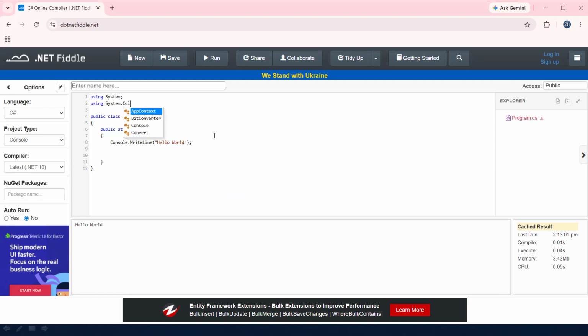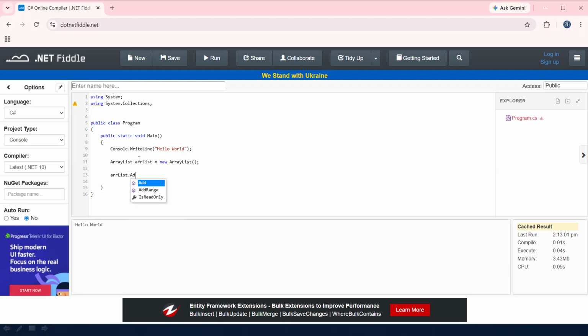It supports multiple data types. using System.Collections; ArrayList arrList = new ArrayList(); arrList.Add. Can I add a number? Yes. So if anybody asks for a real-time example of boxing and unboxing, collections follow the boxing and unboxing concept, not generics.